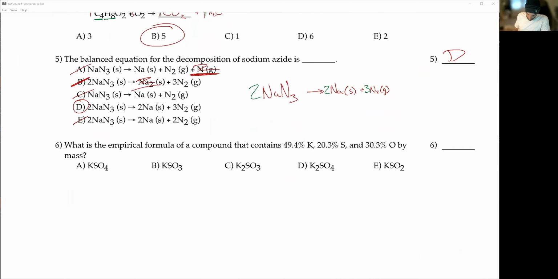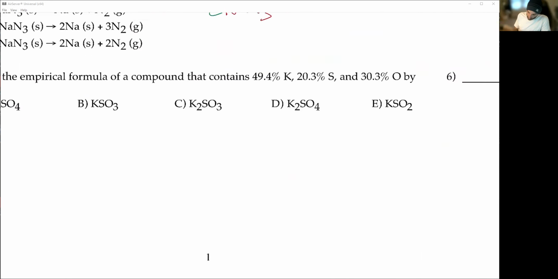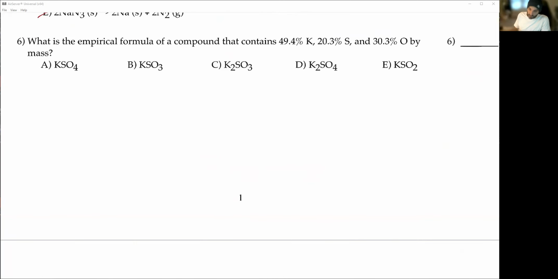Yep. Okay. What is the empirical formula for the compound that contains? Okay, so anytime we do an empirical formula, we always have to figure out how many moles we have, right? Because we know that this is going to be KxSyOz. So we need to solve for X, Y, and Z. We know they're molar quantities.